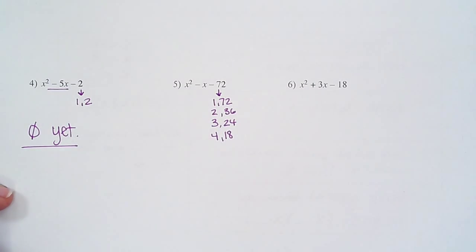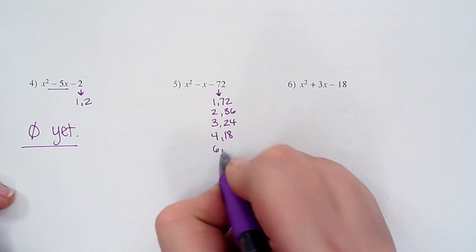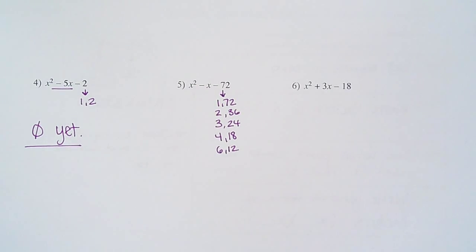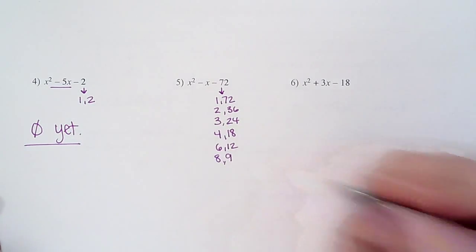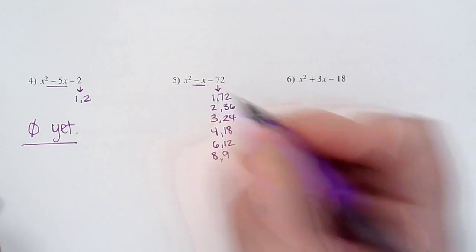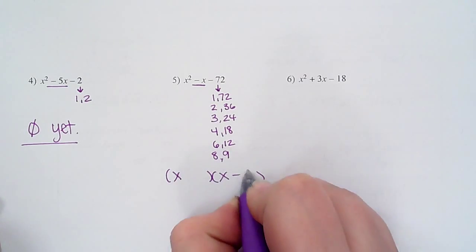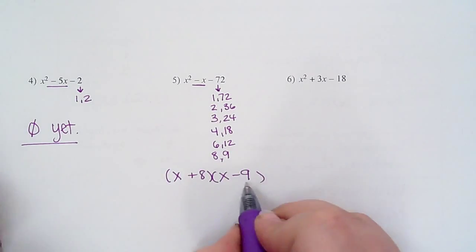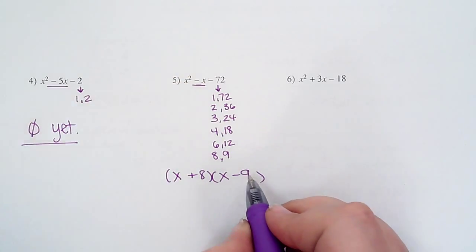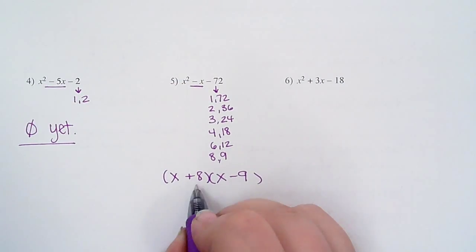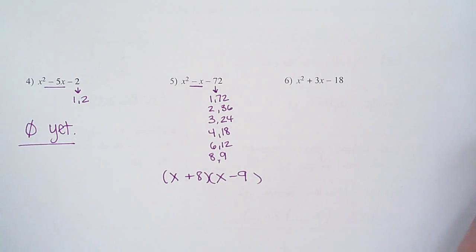I know I don't have a 5 because it doesn't end in a 5. A 6 does give me 12. 72 is not divisible by 7, but maybe by an 8. Yep, so 8 and 9 will be my last ones. And which of those pairs could I use to get a negative 1? Well, I can do a negative 9 and a positive 8 because I know a negative and a positive multiply to a negative. And I can add them to be a negative 1.